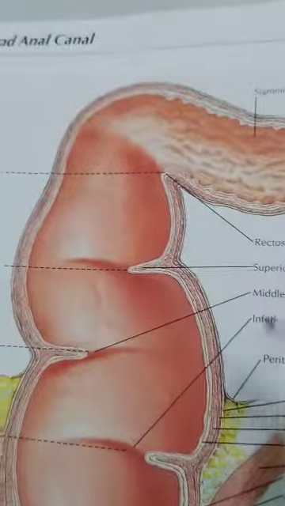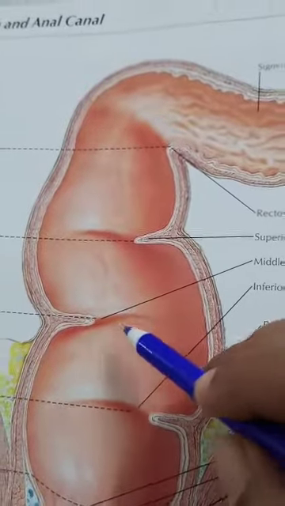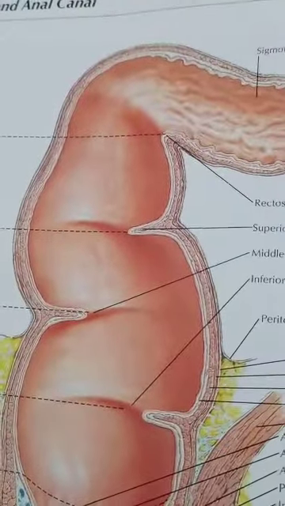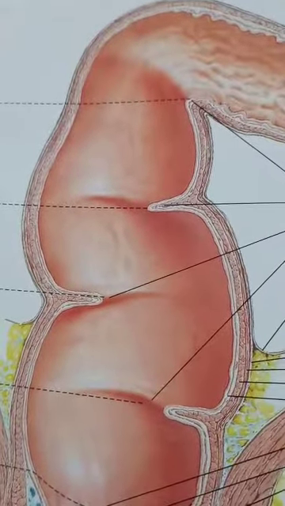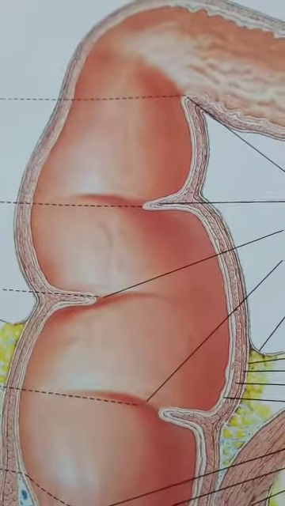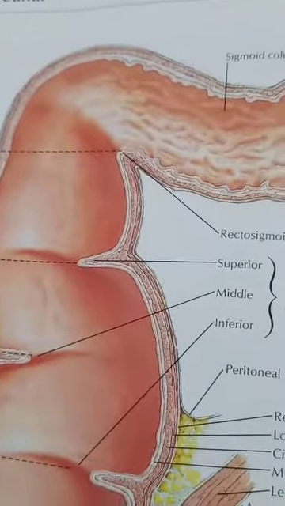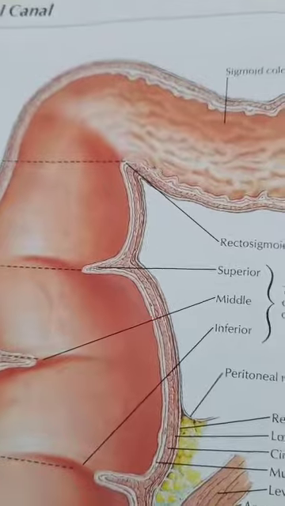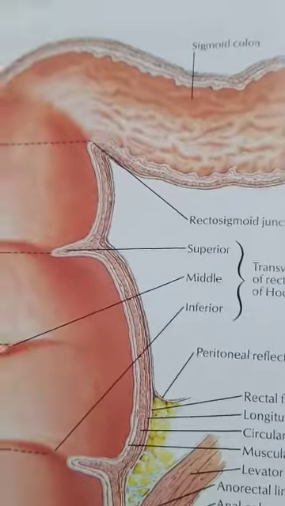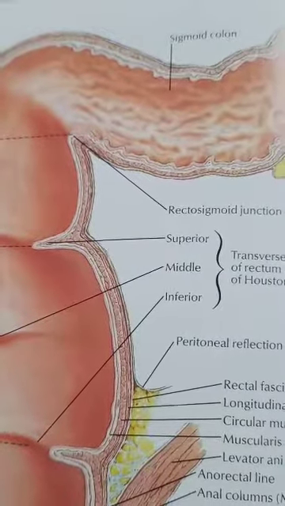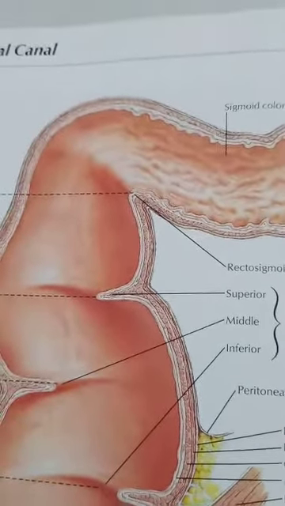Then comes the interior of the rectum. This picture shows the interior of the rectum. The mucous membrane shows two types of foldings: longitudinal foldings and circular foldings. The longitudinal foldings are transitory, not permanent, temporary folds only. But the circular folds, the transverse folds, are permanent folds. The longitudinal folds are present only in the lower part of the empty rectum.